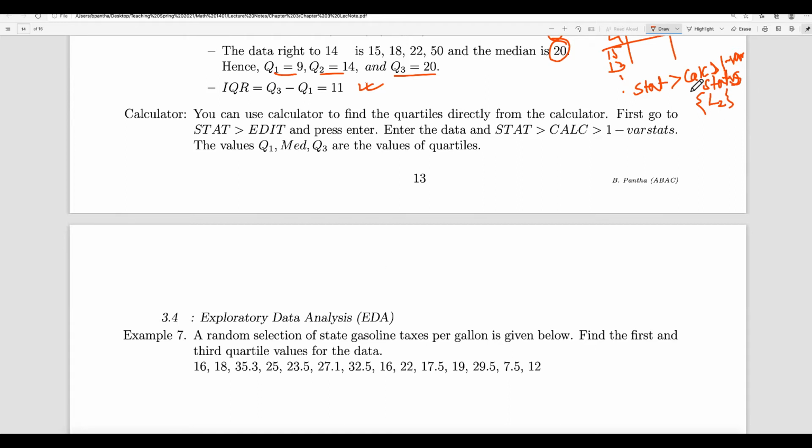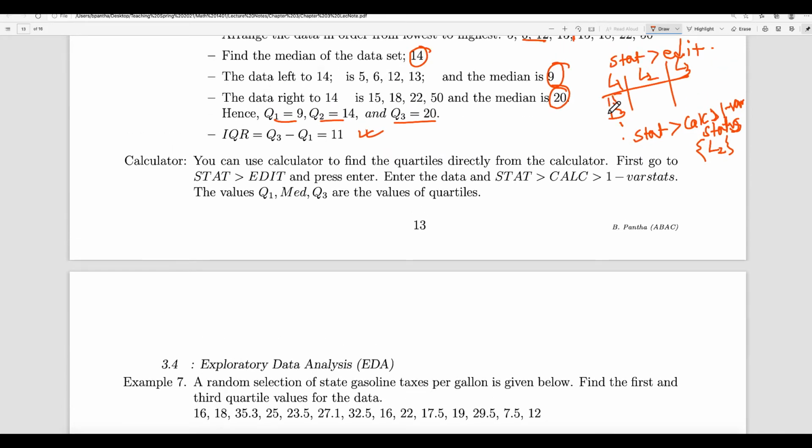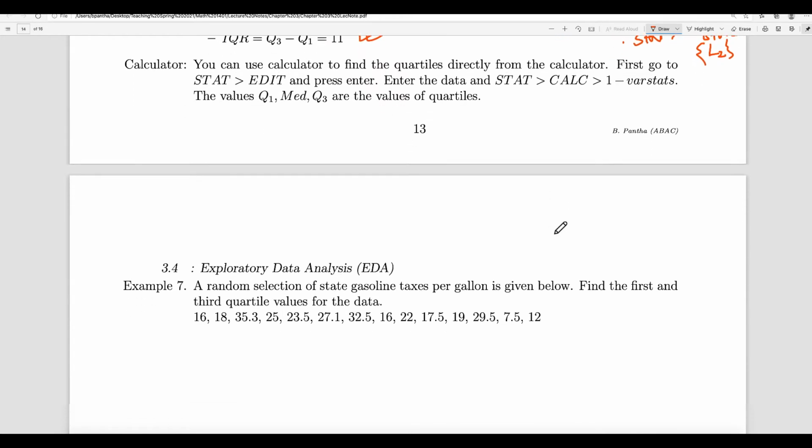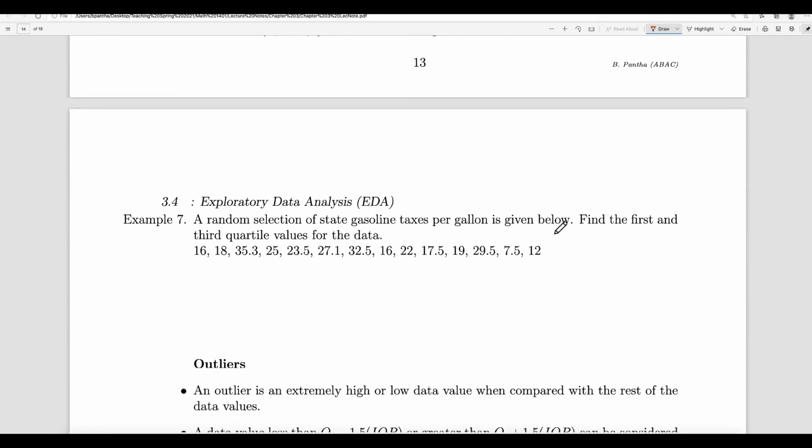But if you're using a TI-84, when you do stat, calc, and one variable statistics, it will ask for X list and frequency list. X list should be L1 because you entered the data in L1. If you enter the data in L2, your X list must be L2. All right, so this is an example. You can do the example by yourself.